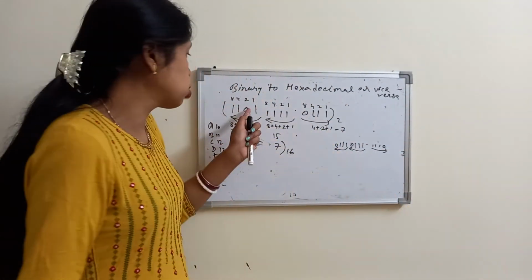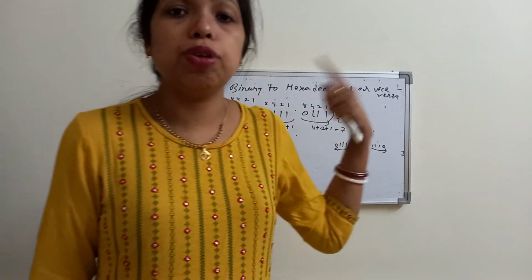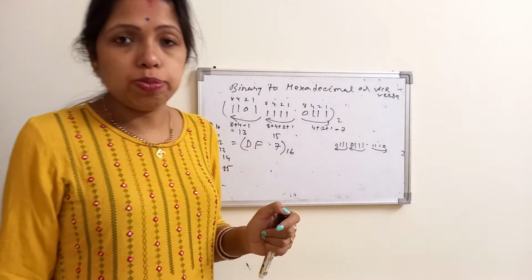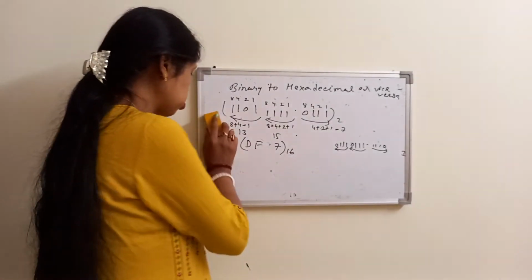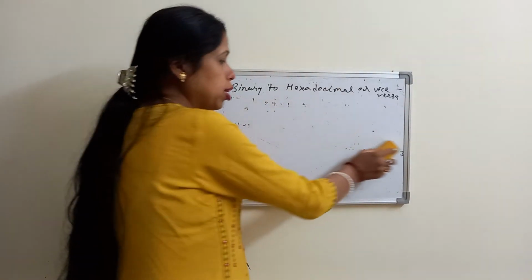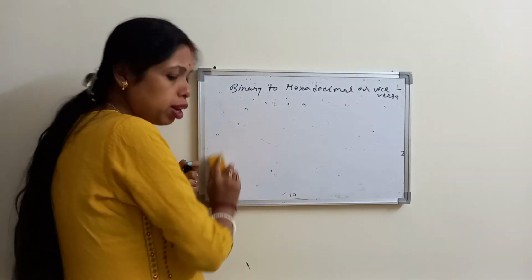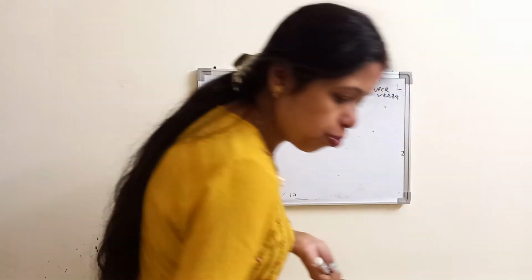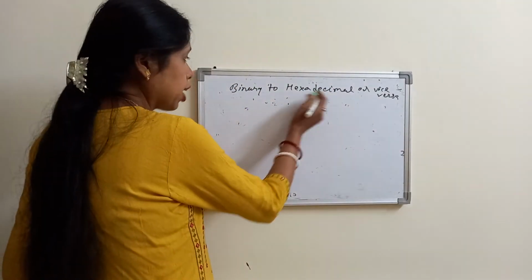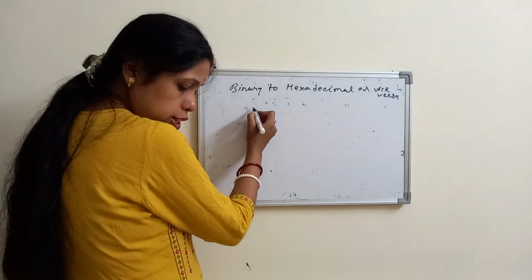Otherwise, you have to convert this binary number to a decimal number, and again decimal to hexadecimal. This is the long procedure. So in this way, I can directly convert binary to hexadecimal. If you don't know this procedure, first you have to convert binary to decimal, then decimal to hexadecimal. This is the second procedure. Next is binary to octal. And in the case of hexadecimal, vice versa.